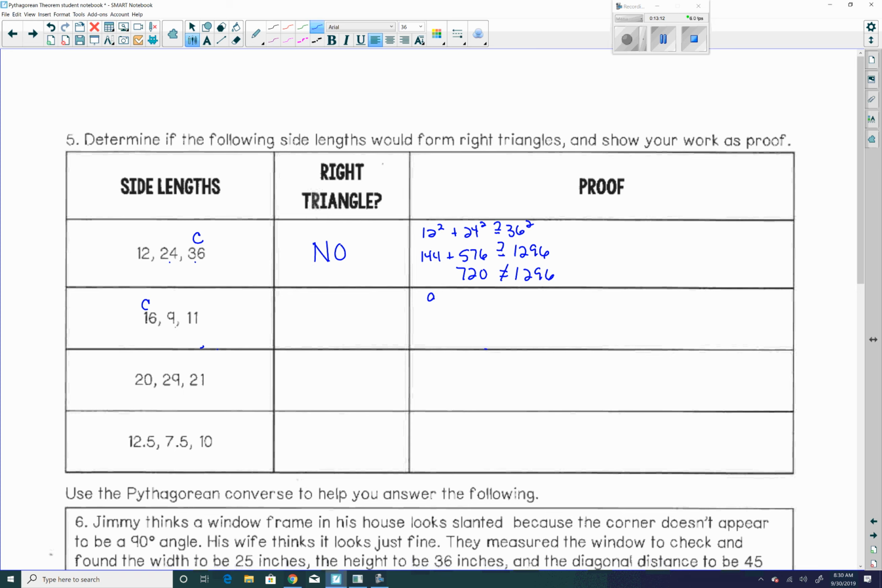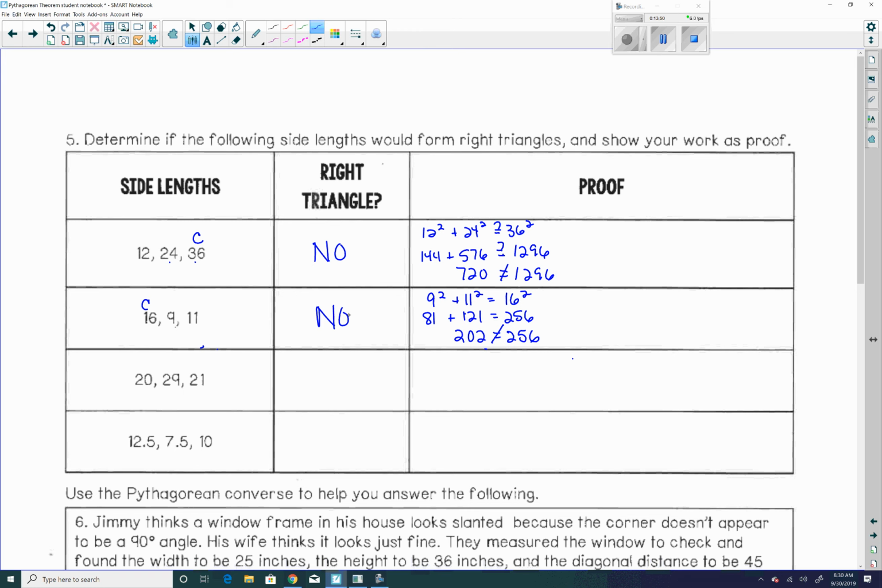Okay, does 9 squared plus 11 squared equal 16 squared? Okay, 9 squared we know is 81. 11 squared is 121. And does that equal 16 squared, which is 256? 81 plus 121 is 202. 202 does not equal 256, so it is not a right triangle.